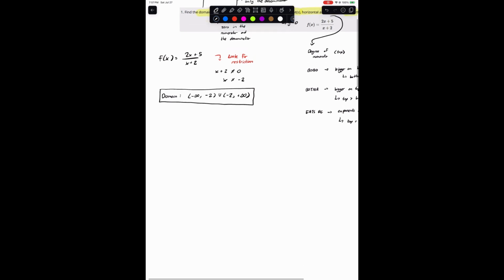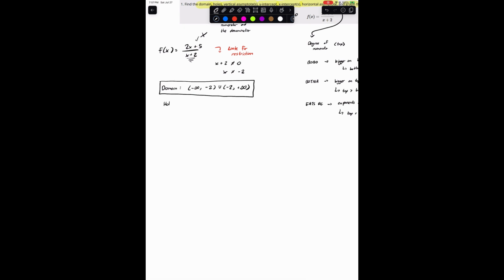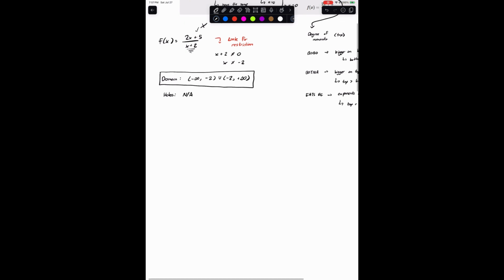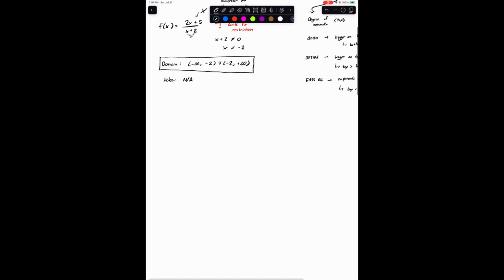Okay. Now, with this factor, it is not in the numerator, which means we won't have a hole, as a hole requires the factor to be in both the numerator and the denominator. But since it's not a hole, it's going to be our vertical asymptote. And for a vertical line, that's an x equals, whatever it has to be to equal 0. So x equals -2. And that's the second part of our answer.